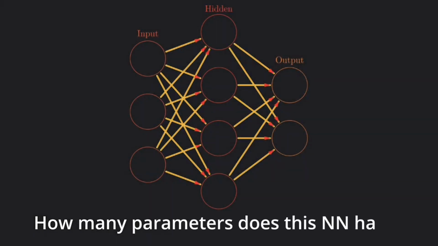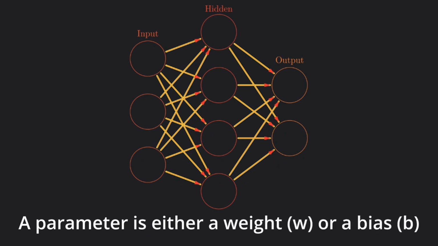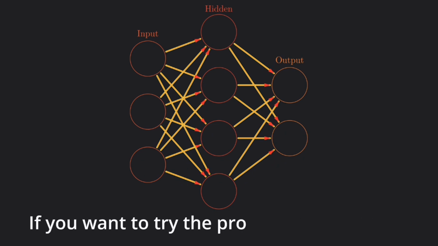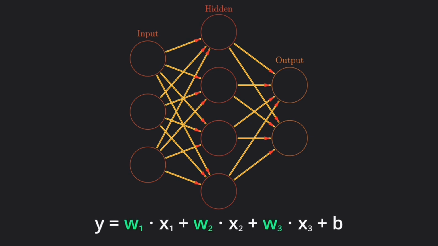How many parameters does this simple model have? Remember, a parameter is either a weight or a bias. If you want to try calculating the answer on your own, I recommend pausing here. Okay, here's the explanation. In this equation, there are 3 weights and 1 bias, or 4 parameters.